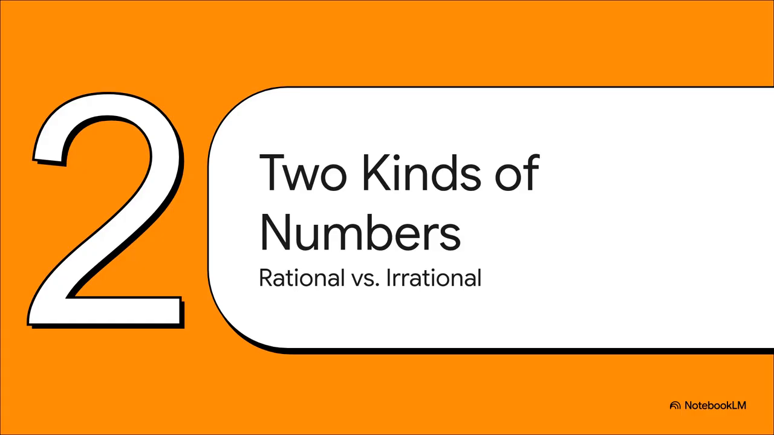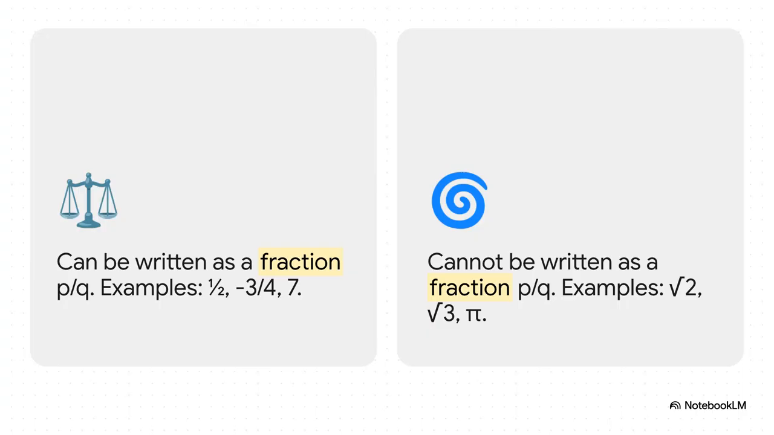All right, now, even though they're all in the same family, there's this major split right down the middle, a line in the sand that divides all real numbers into two very distinct groups. And honestly, understanding this split is the key to everything else we're going to talk about. So what is this big split? It all comes down to a really simple idea.